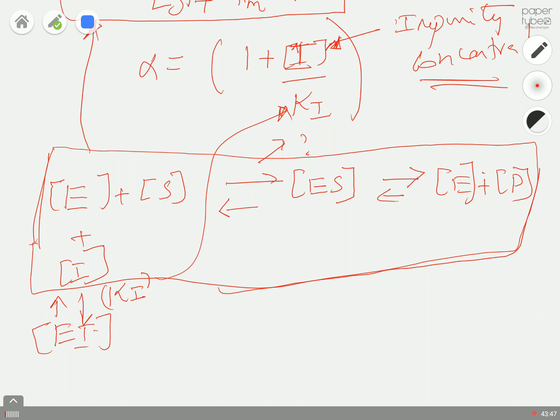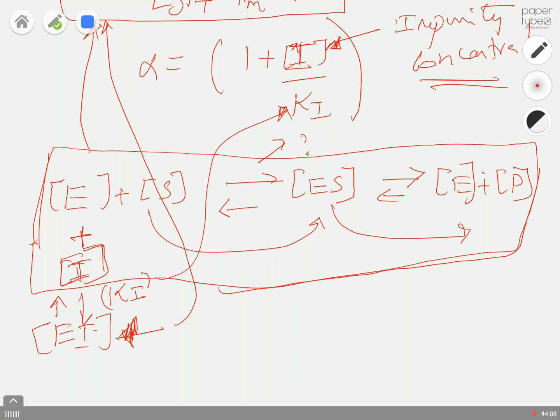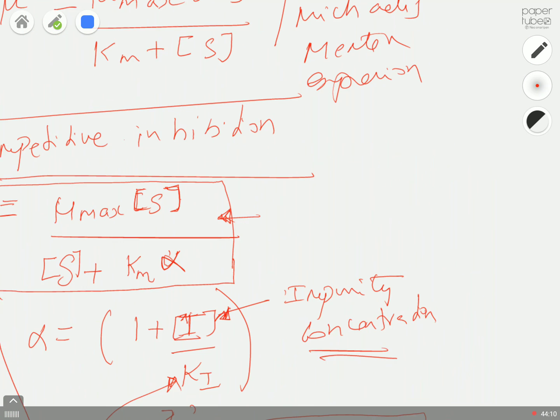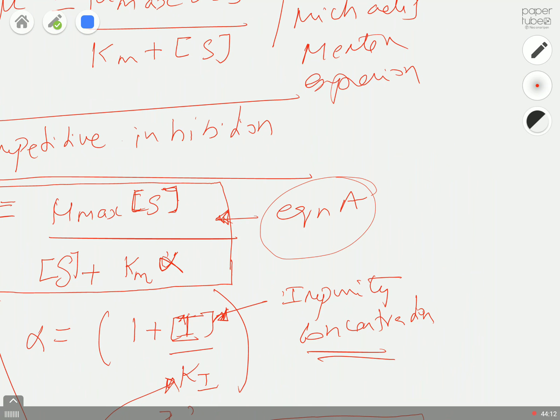So enzyme plus substrate give rise to enzyme substrate complex, which goes into enzyme plus products, and then your enzyme binds to an inhibitor, and then it can form an enzyme inhibitor complex. So for this type of reaction, your initial velocity will be given by this one. Let's call it equation A for competitive inhibition.